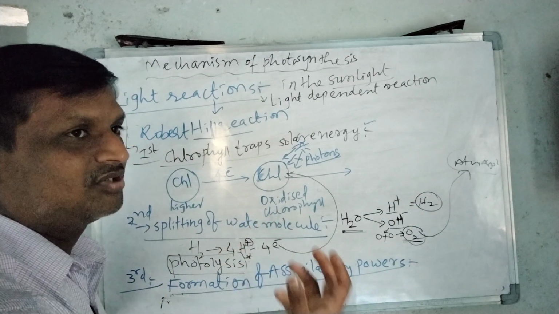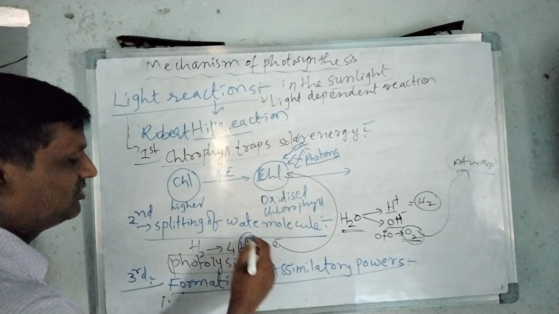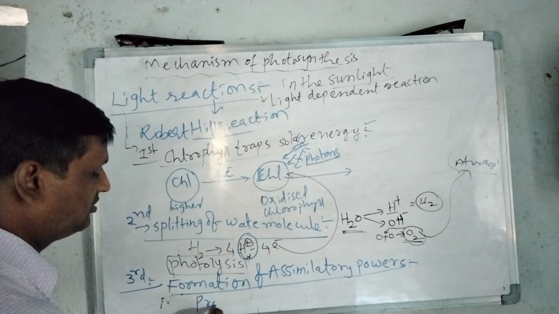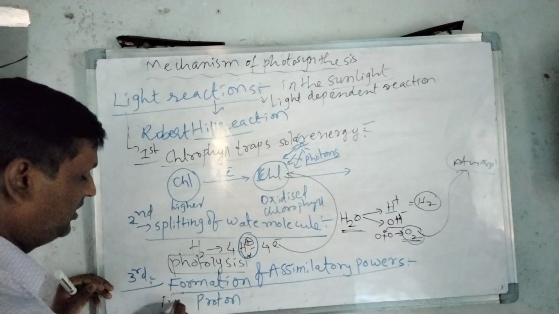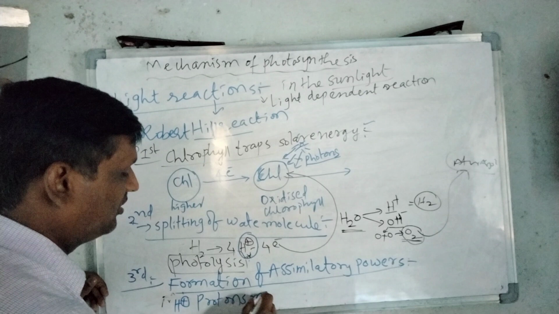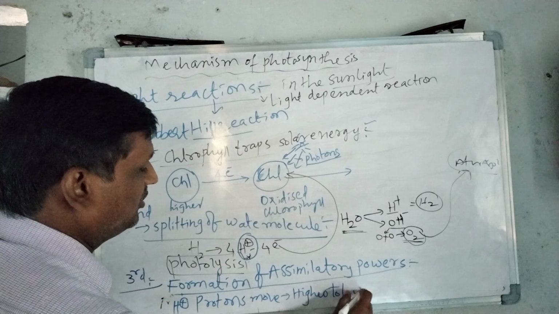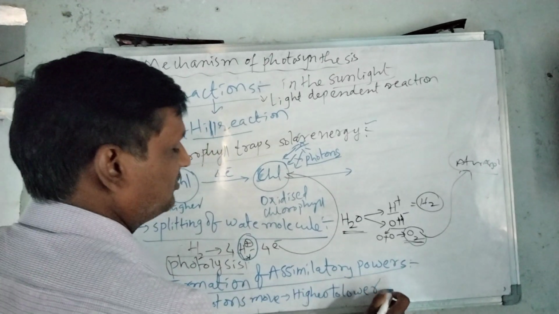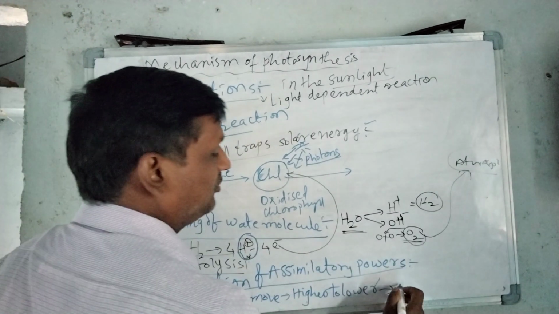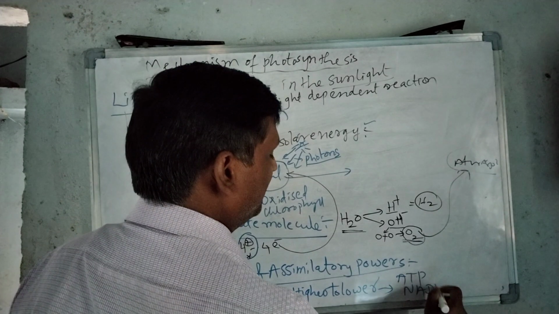Each time, the number of protons remaining in the thylakoid membranes increases, and their concentration increases. H+ ions, that is protons, move from higher concentration to lower concentration across the thylakoid membrane. When the protons are moving from the higher concentration to lower concentration across the thylakoid membrane, this proton movement can produce the energy. That energy is called as ATP and NADPH.